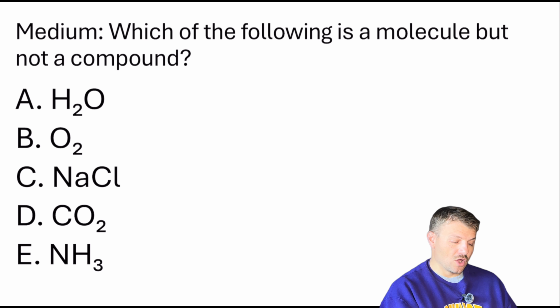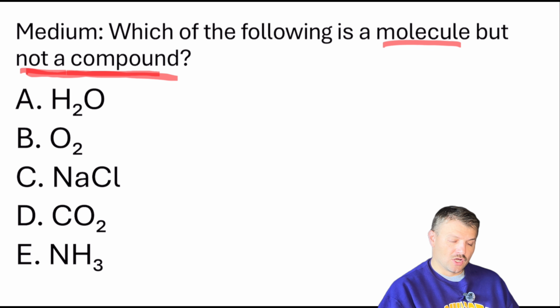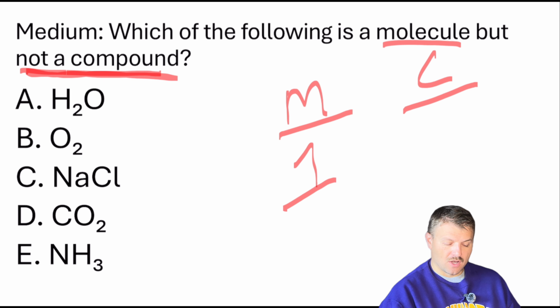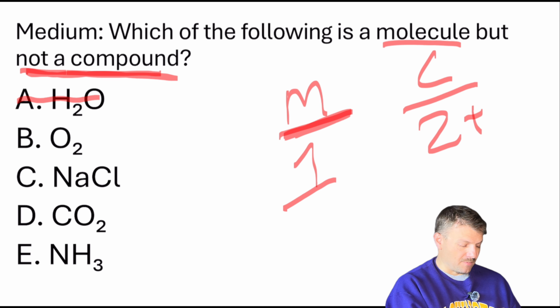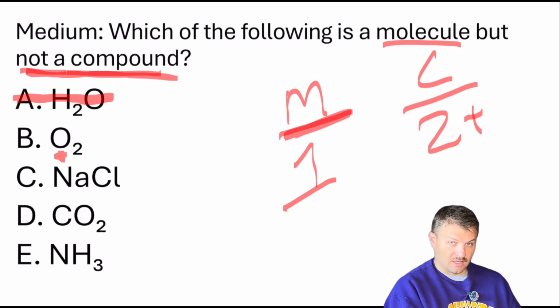Here's our medium question. Which of the following is a molecule but not a compound? So we know that molecules are made of one type of element, while compounds are more than one element. So we're looking for the answer to only have one type of element, since it's a molecule but not a compound. So water, nope, that is a molecule and a compound. Ooh, oxygen, you can see here there's only one element. Let's check our other answers though.